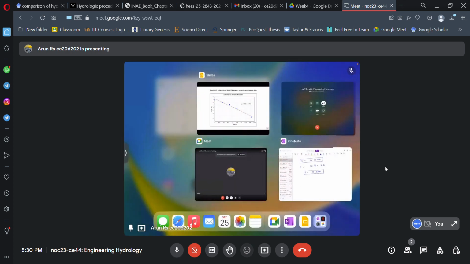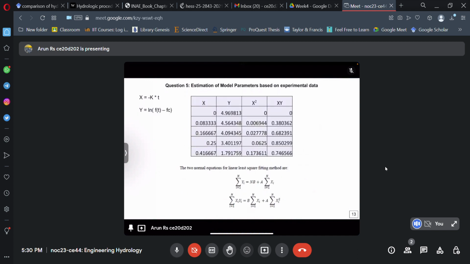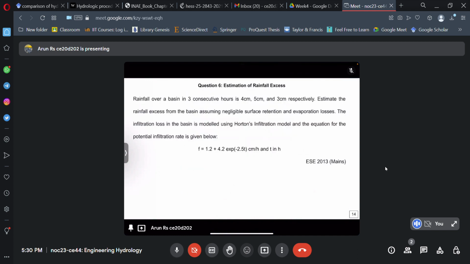So the final question is how we will determine the rainfall excess. After infiltration, there will be some portion of rainfall which will go as a runoff. We call that a rainfall excess. We'll see what runoff is once the runoff module starts. First we will see how to estimate the rainfall excess.